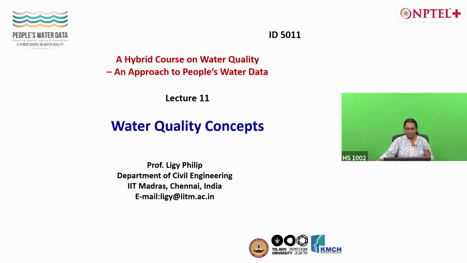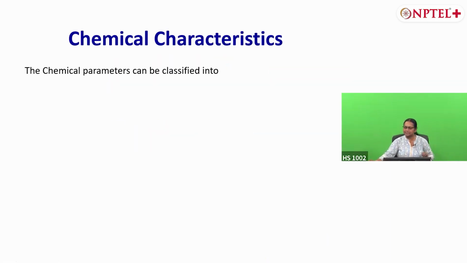So today we'll continue with whatever we have left last time. Last time we were talking about physical parameters. Today we'll look into chemical characteristics of water. So what are the chemical parameters we should analyze for water or wastewater? That's what we are going to look into.